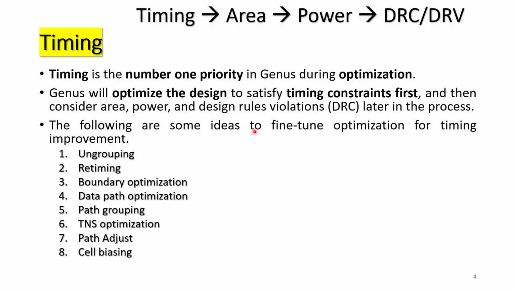The following are some of the ideas to fine tune optimization for timing improvement. These are the techniques that are used for optimization. Now let us see each of them in detail. First one is ungrouping, next is retiming, third is boundary optimization, fourth is data path optimization, next is path grouping. TNS stands for total negative slack optimization. Next is path adjust and cell biasing.